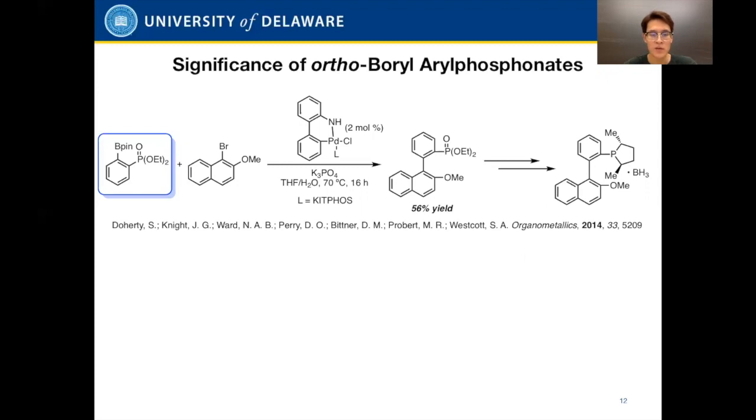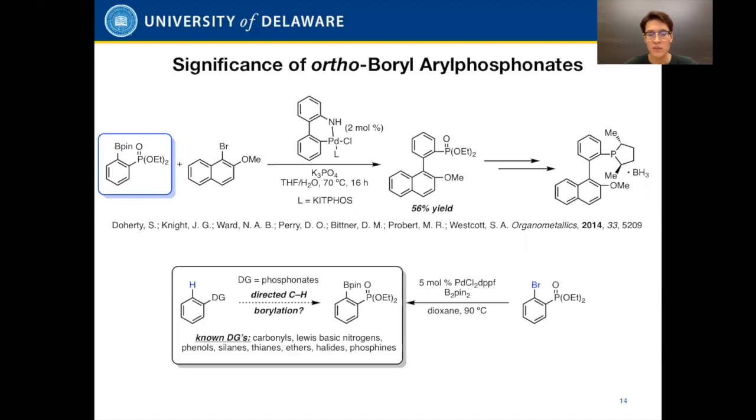And a great example of this was shown by the Westcott group in 2014, where they were able to generate a biaryl monophosphonate compound through a Suzuki-Miyaura cross-coupling reaction and further manipulate the phosphonate group to access a monophosphine ligand. A method that can be used to access ortho-boryl arylphosphonates is through the Miyaura borylation reaction. However, this is limited by the starting material availability and adds more steps to the synthesis.